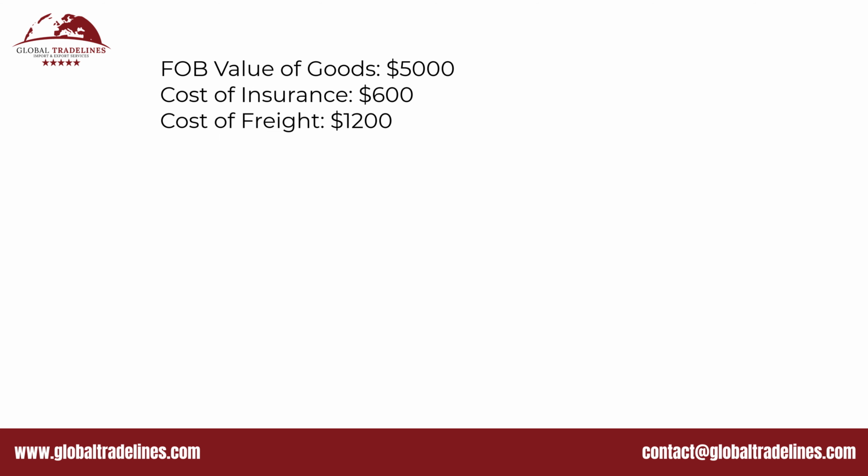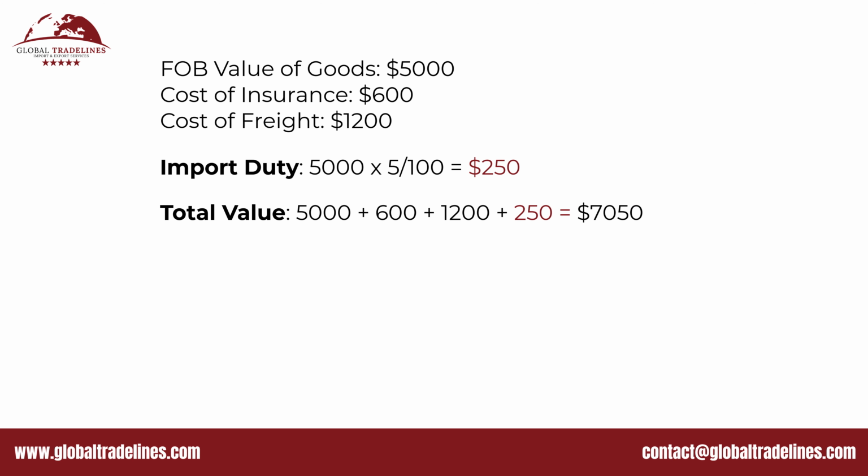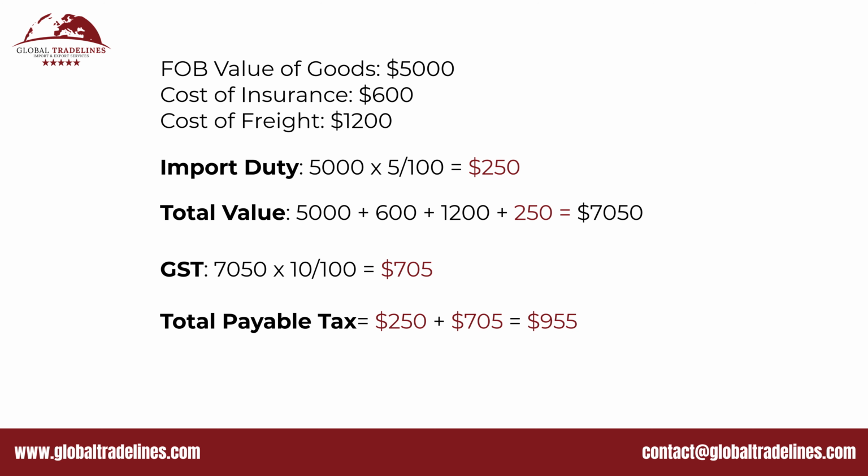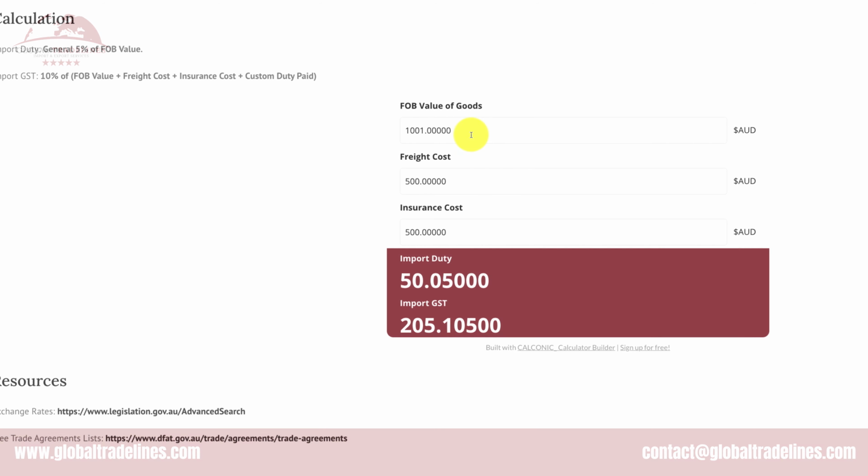Assuming the cost of products to be $5,000, the cost of insurance to be $600, cost of freight to be $1,200. So at 5%, the import duty turns out to be $250, and the total value adds up to be $7,050. Now the GST will be calculated over the new total value of $7,050, and not on the value of goods, which is $5,000. As per 10%, the GST is $705. That's how you can manually calculate the two types of taxes.